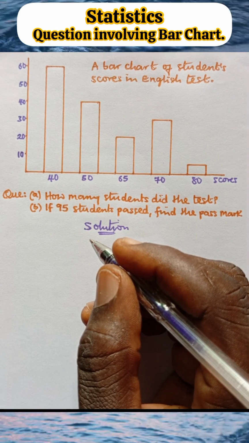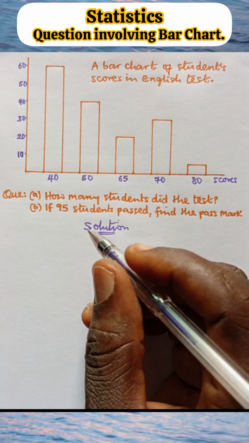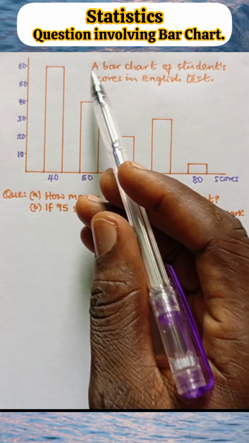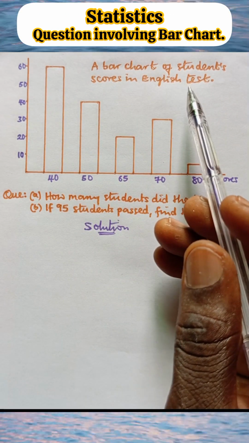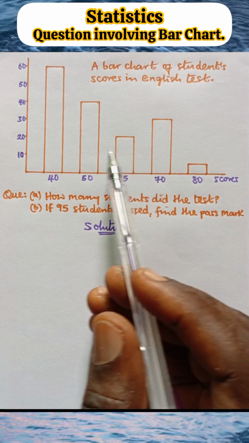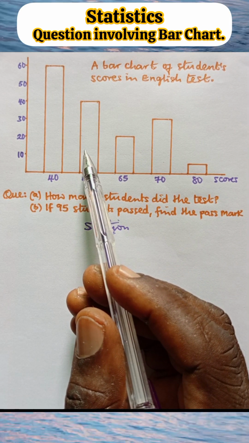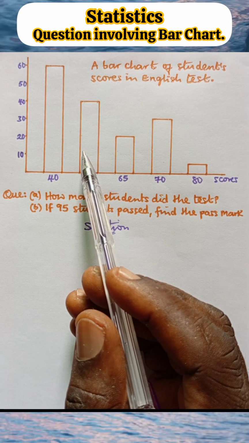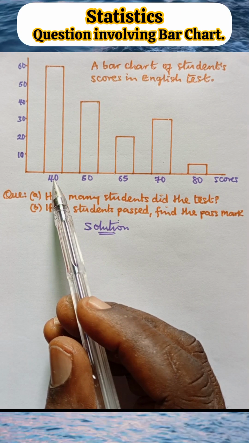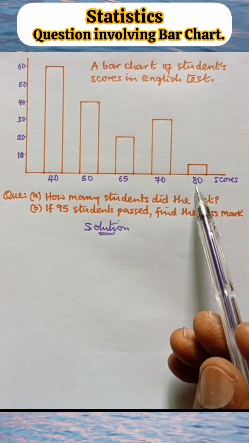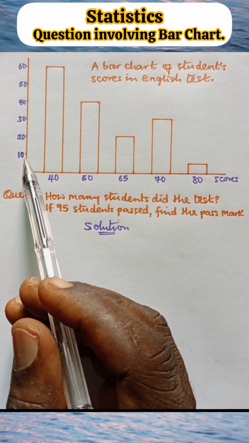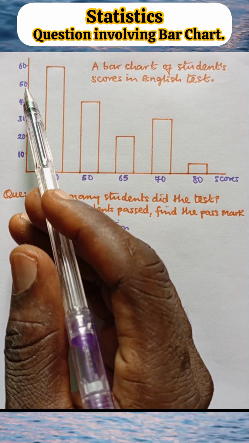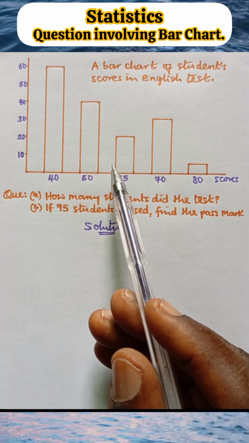We have a very simple question here on statistics. A bar chart of students' scores in English test. So we have a bar chart here that represents the scores of students in English test. Here we have the scores obtained by the students, while on the y-axis we have the number of students that acquire each of these scores.